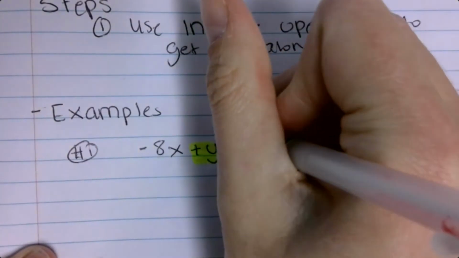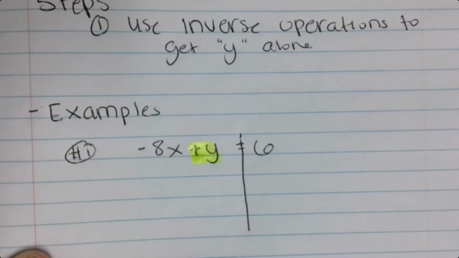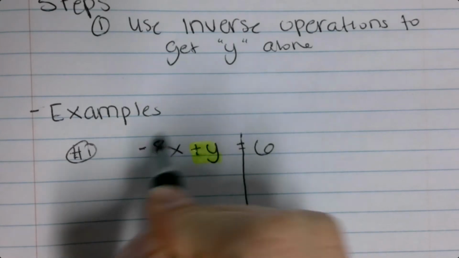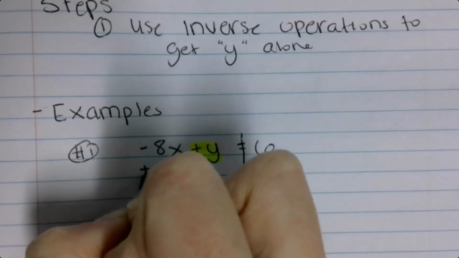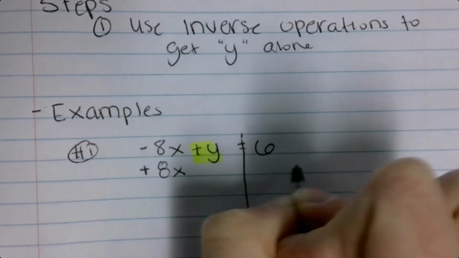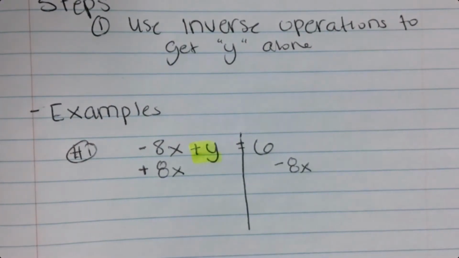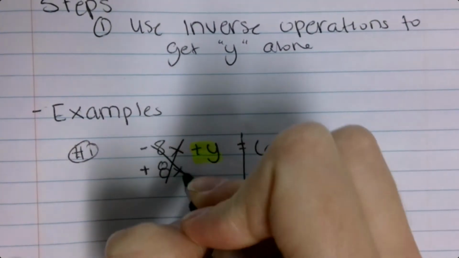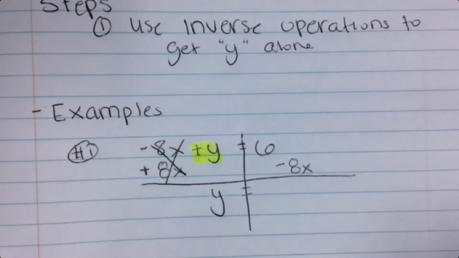So thinking about it, what is standing in my way of that y being by itself? This negative 8x. So what's the inverse of negative 8x? We're going to write it as plus 8x on both sides. This now goes away. I'm left with positive y, or just a y.